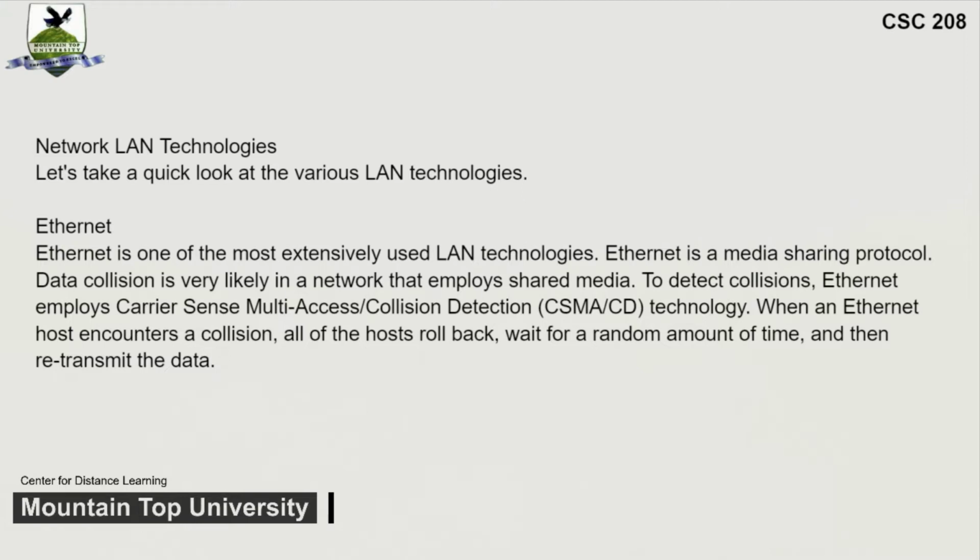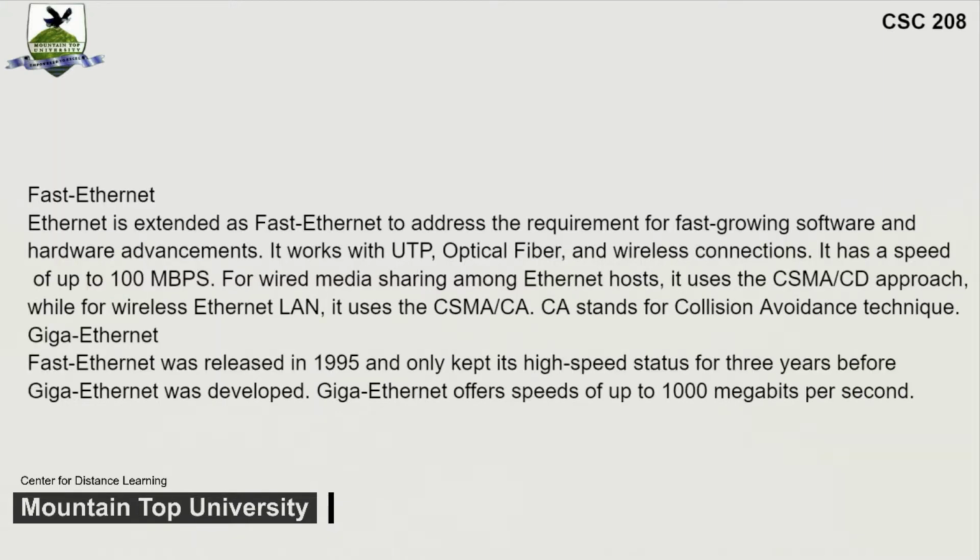Fast Ethernet. Ethernet is extended as Fast Ethernet to address the requirement for fast-growing software and hardware advancements. It works with UTP, optical fiber, and wireless connections. It has a speed of up to 100 megabits per second. For wired media sharing among Ethernet hosts, it uses the CSMA/CD approach, while for wireless Ethernet LAN, it uses CSMA/CA. CA stands for Collision Avoidance technique.